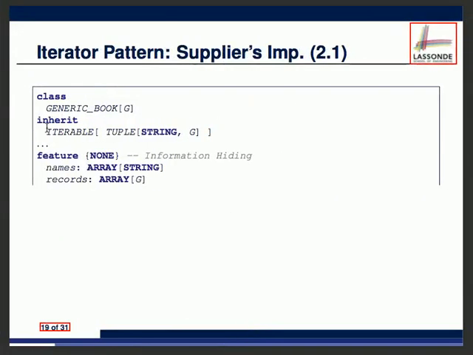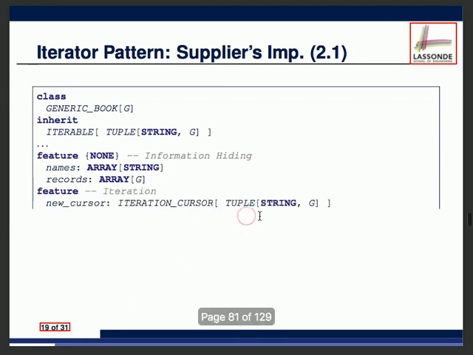So now we say that we're going to have an iterable for the generic book. Each item that we're going to iterate through is going to be a combination of the names and also the record. So over here, I will show you what we should do. For the new cursor, it's going to be an iteration cursor with a tuple, right? You can see this type over here is just consistent with this type at the header. Over here, they're consistent.